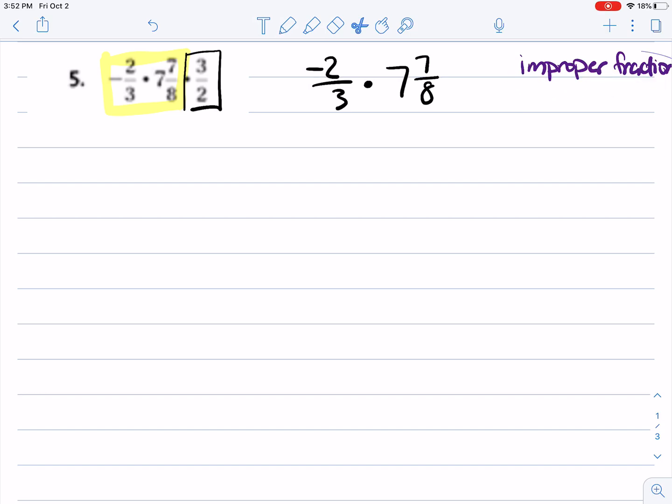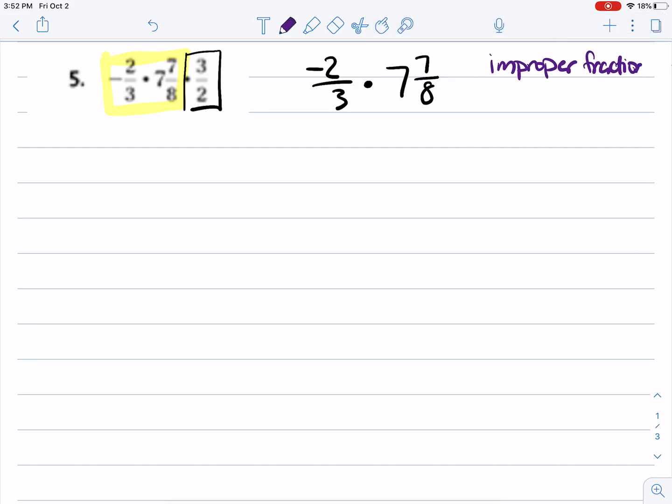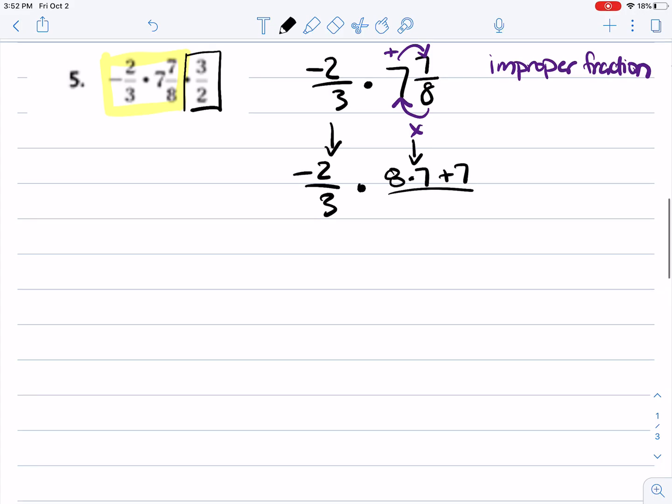I'm going to move that over. Improper fraction. Okay. And the way I do that, I start down here at the bottom. We want to multiply those numbers, and then we want to add these numbers. So this stays the same, negative 2/3. This one turns into 8 times 7 plus 7, all of that over 8.